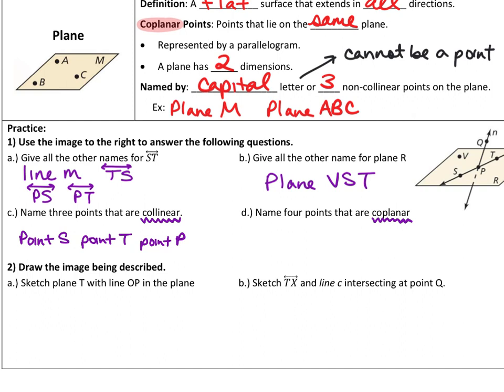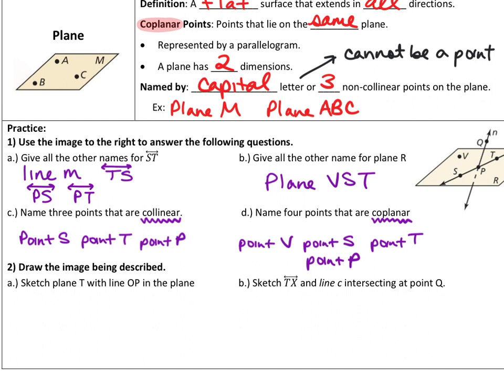Ooh, remember, R is not a point. R is the name of the plane. See how there's no dot right next to it? R will not be a point. But all the rest of the points that we essentially see, like point V, point S, point T, and point P are coplanar.